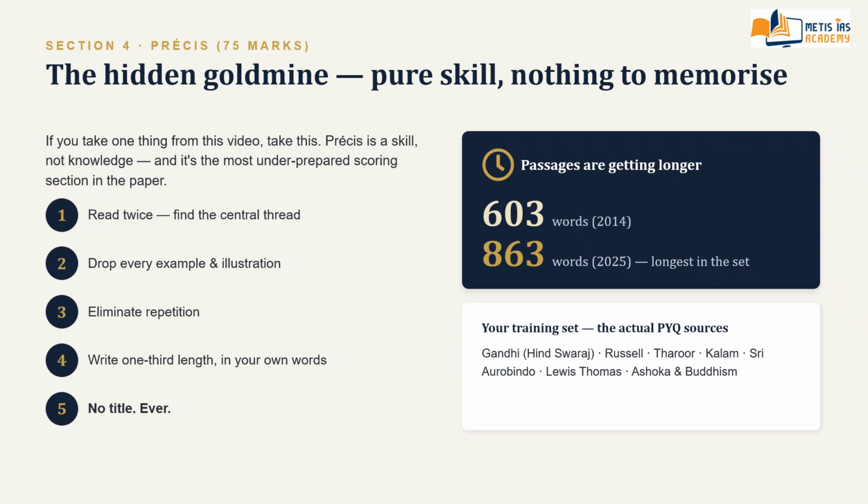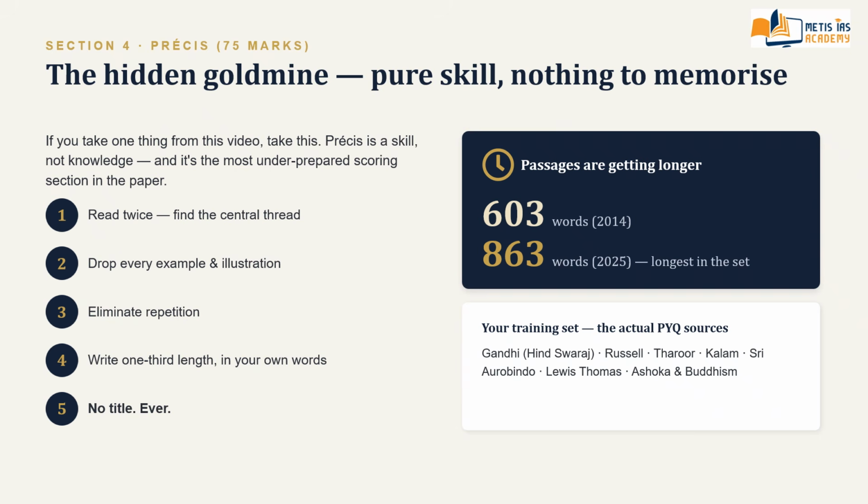Now notice the second trend. The passages are long and the recent ones are getting longer. The 2014 Tharoor Précis was 603 words. By 2025, it was 863 words, the longest in the whole set from 2014 to 2025. That means your one-third target is now nearly 290 words.